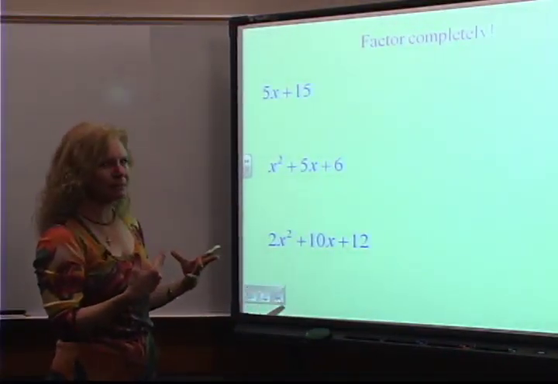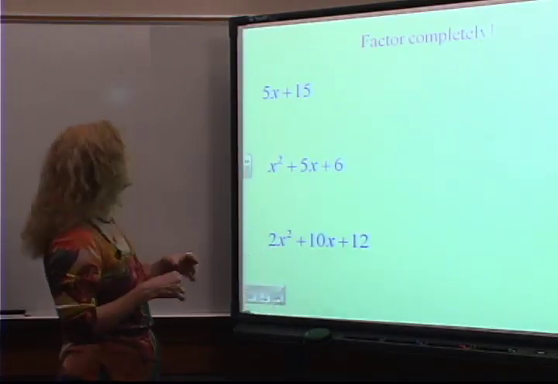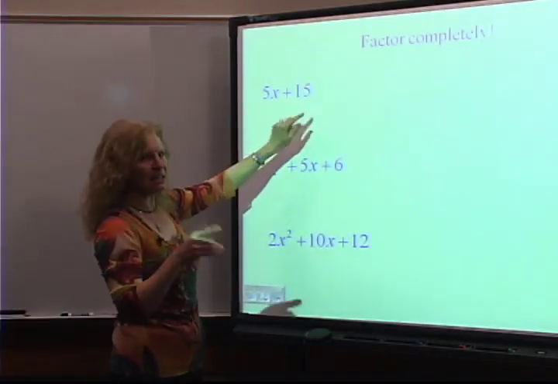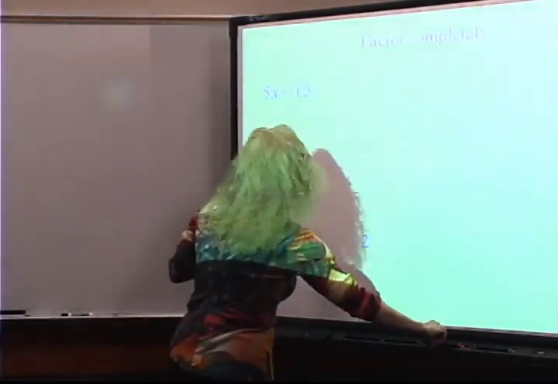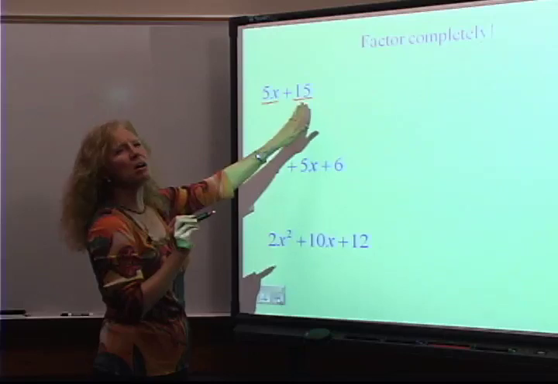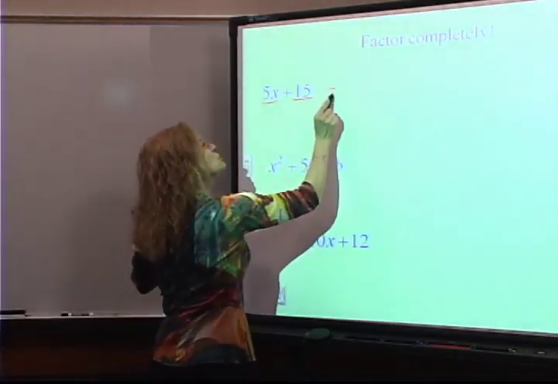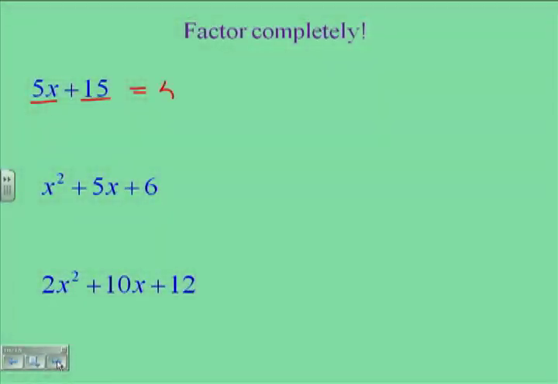Huh? Well, it doesn't have a square on it. And doesn't the foiling always kind of give me the square? But then you notice a 5 and a 15. In fact, that's what you have to get used to looking for first. You look at that and say, oh, a 5 goes into both of those. So this is the undistribute. I can factor a 5 out.